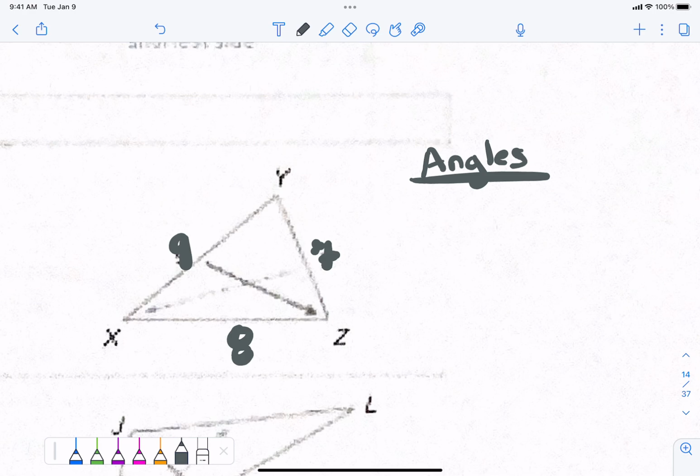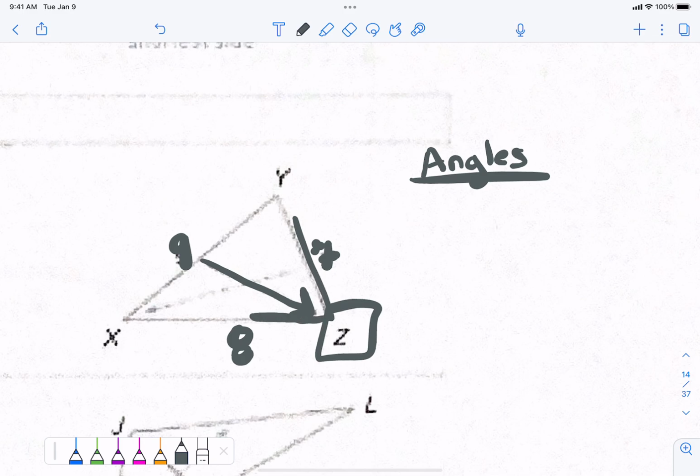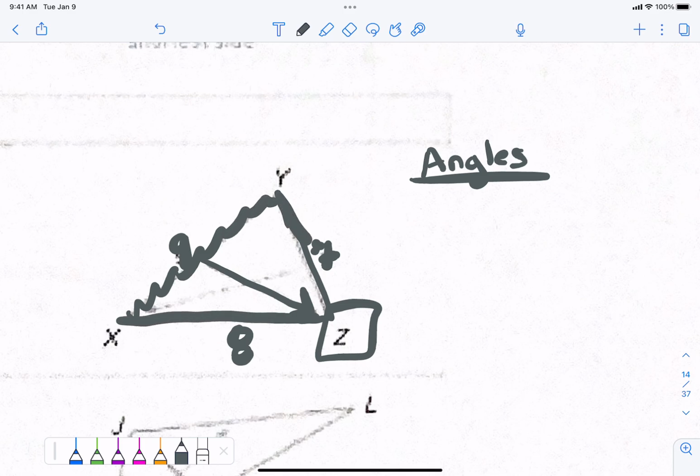Z. Why Z? Because it crisscrosses. Okay, so here's the deal. Think of Z as like being a mouth, right? Like there's a shark and there's the mouth, right? If 9 is a really big side, that mouth has to open a lot wider, correct? 9 is the biggest side, so this mouth right here has to open a lot wider than all the others, correct? So Z is going to be the biggest.